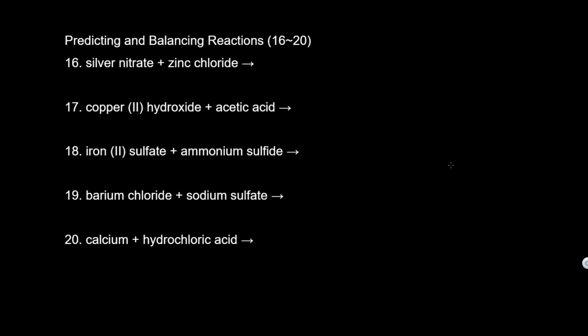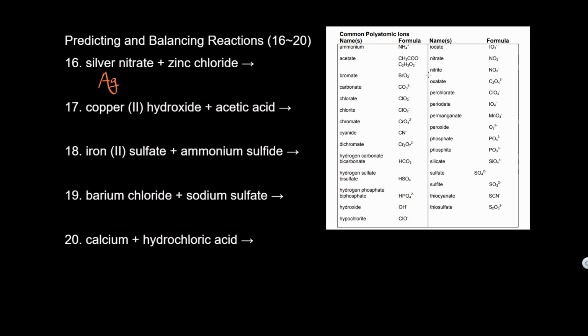So in this video, we're going to talk about numbers 16 through 20. Number 16 says silver nitrate. Silver, we know it's Ag. And nitrate is one of those common polyatomic anions you should know. Nitrate, if you find it, it's right there, NO3 minus, with a -1 charge.